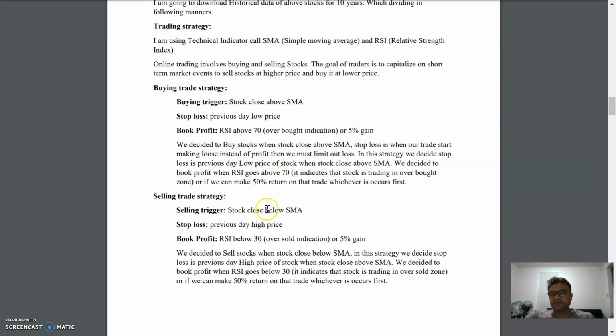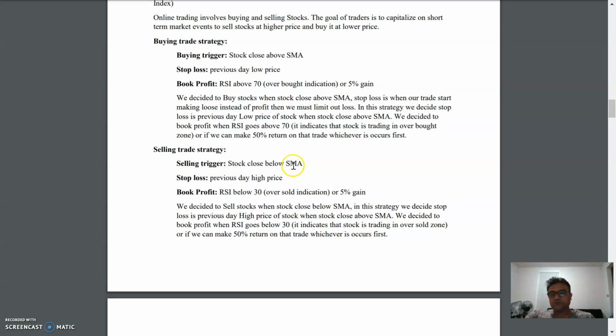And for a sell trade, it's vice versa. If the stock closes below the moving average, the model will sell the stock, and the stop loss is the previous day high, and we can book profit when the RSI shows that the stock is in the oversold zone, or if we make 5%.